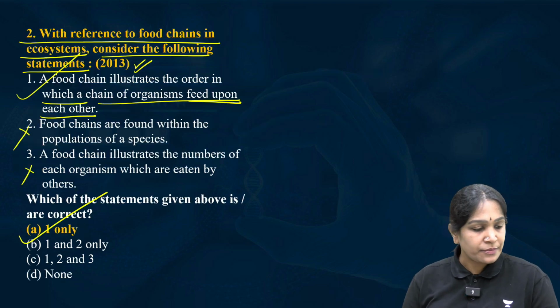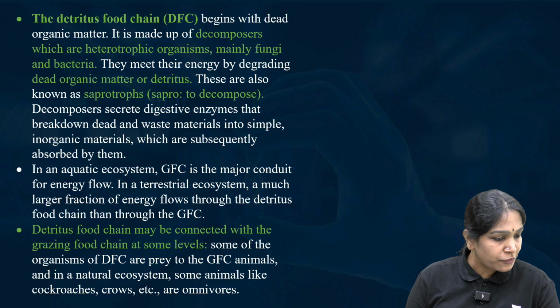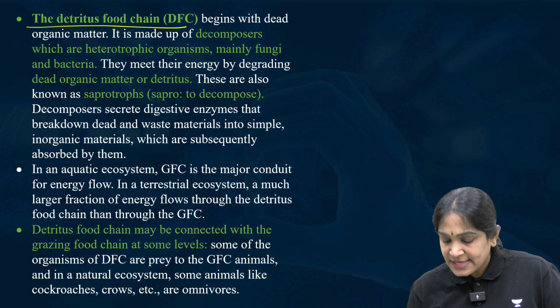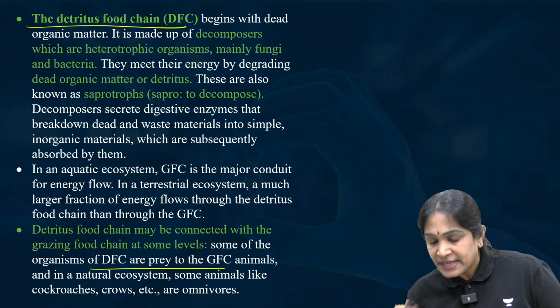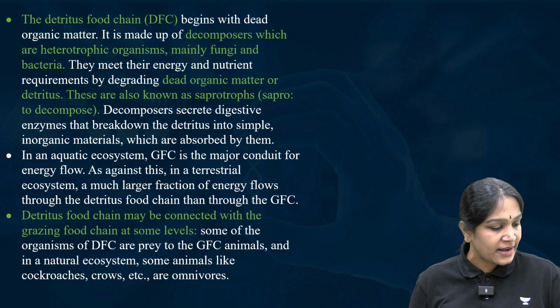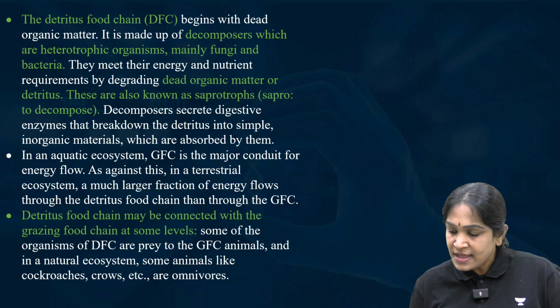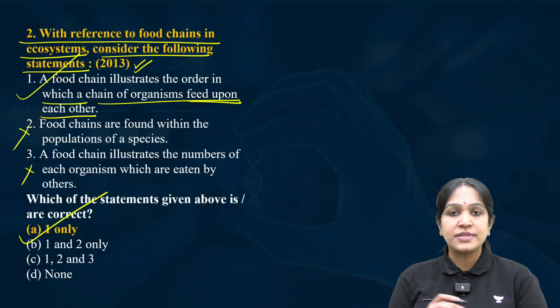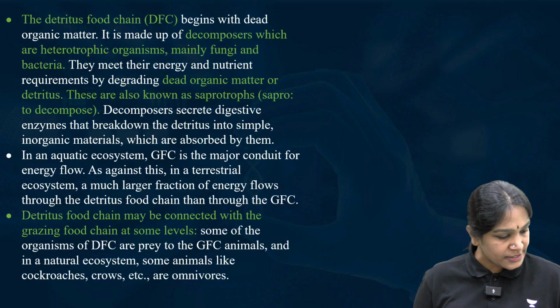Okay. So this is one more question related to the food chains. We completed the detritus food chain, the grazing food chain, and the link between the detritus food chain and the grazing food chain, and the link forming the food web. So these are the topics we have already understood.